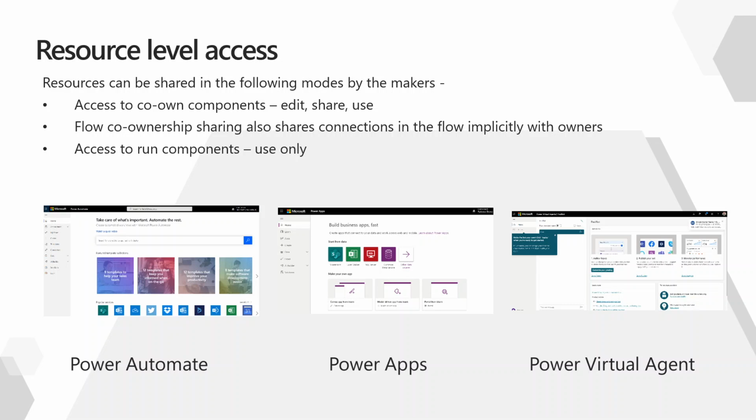Flow co-ownership sharing also shares connections in the flow implicitly with the owners. That's an important concept. If I've connected to a flow with my account, like Outlook, for example, then anyone that sees that flow has access to my Outlook. Like that flow still has access to my mailbox unless they change it. They also have access to run components, which is use only.